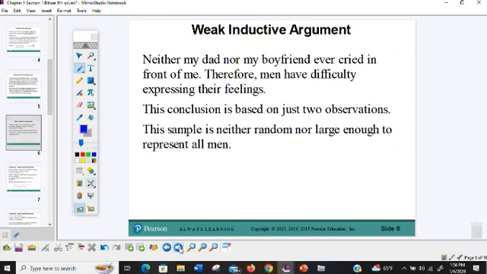But let's look at a weak one. Neither my dad nor my boyfriend ever cried in front of me. Therefore, men have difficulty expressing their feelings. Now, this conclusion is based on just 2 observations. That's it, just 2. So this sample, it's not random and it's not large. So we really can't use this to represent them all. This would be a weak inductive argument.